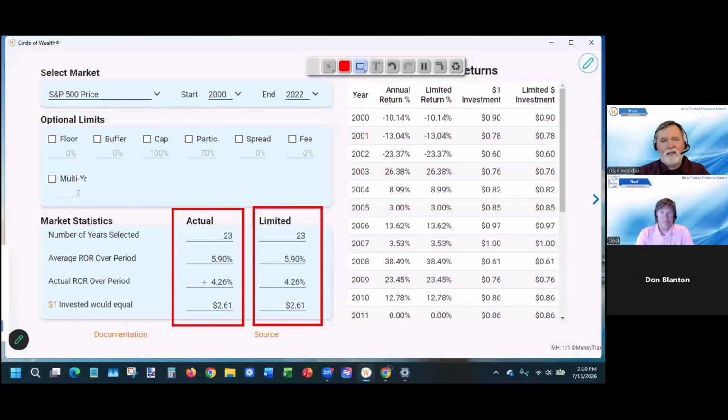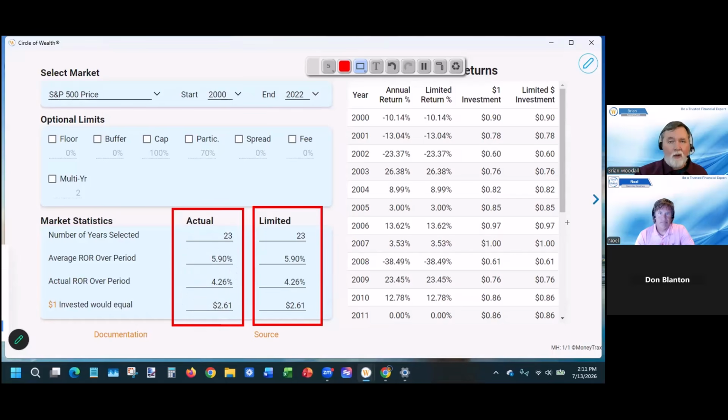Now, don't miss this. This is very important, and I use this a lot. I say this number here, this is math. This number here, this is money. Money and math aren't the same. So for the average, they simply take the rates of return over the period and add them all up, and then divide them by the number of years. But that's not how money works. The actual is how your dollar performs.